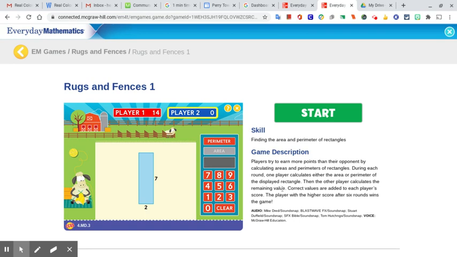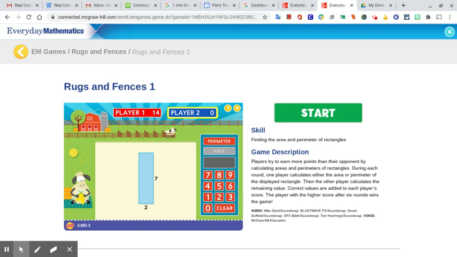During each round, one player calculates either the area or the perimeter of the displayed rectangle. Then the other player is going to calculate the other value, either the area or the perimeter, whichever one their opponent didn't do. Correct values are then added to their player's score, and then the player with a higher score after 6 rounds wins the game.